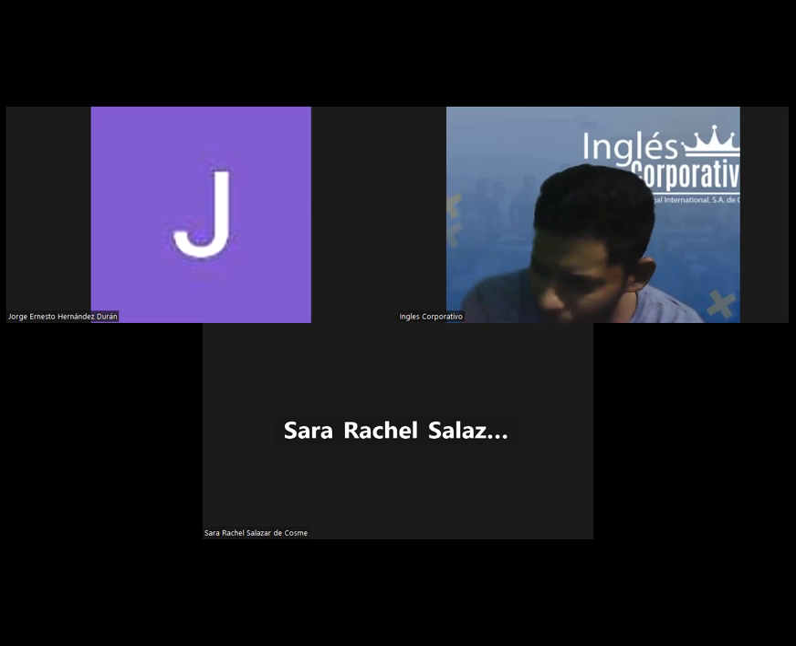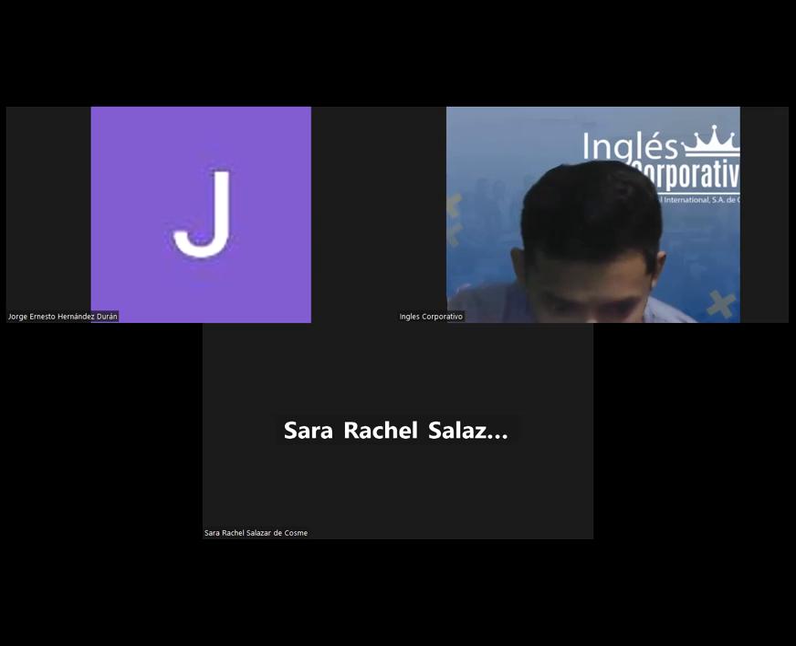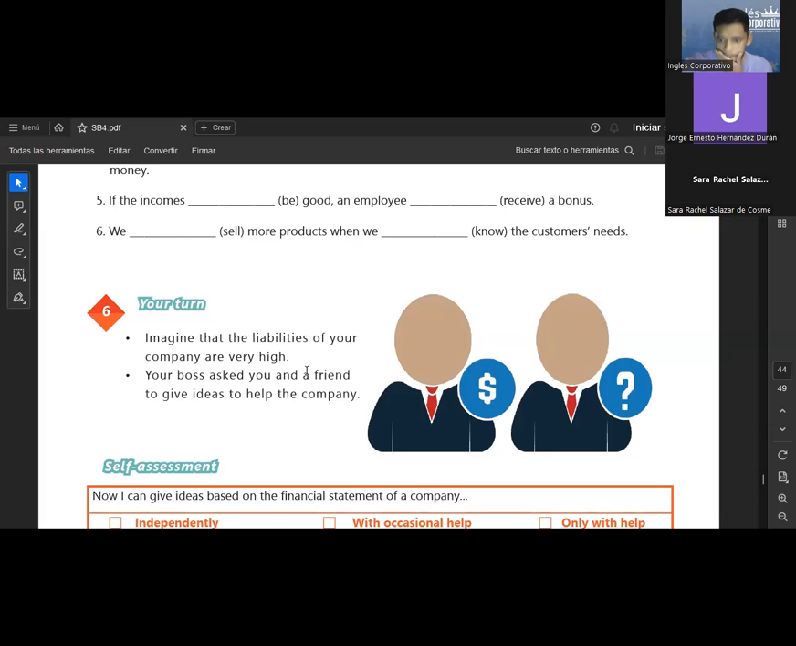Vamos a hacer la pregunta que dice ahí. Esa es la actividad. Van a proveer ideas de cómo mejorar o cómo disminuir ese costo de las liabilities. Porque dice aquí, imagina que los pasivos están muy altos en la compañía y tu jefe te pidió a ti y a un amigo dar ideas para ayudar a la compañía. Es simple. Jorge le pregunta a usted, a Sara, what are your ideas? Usted provee algunas, o viceversa, y Jorge da sus ideas.